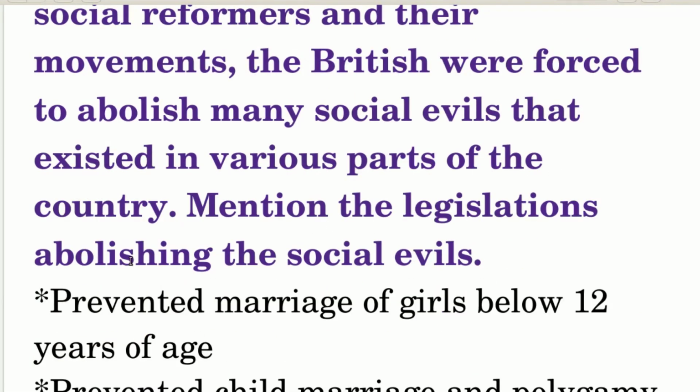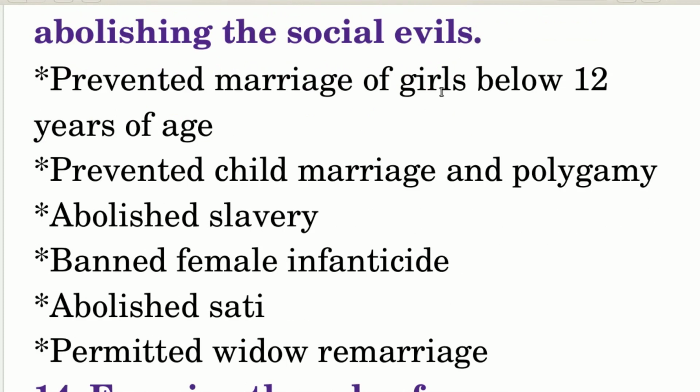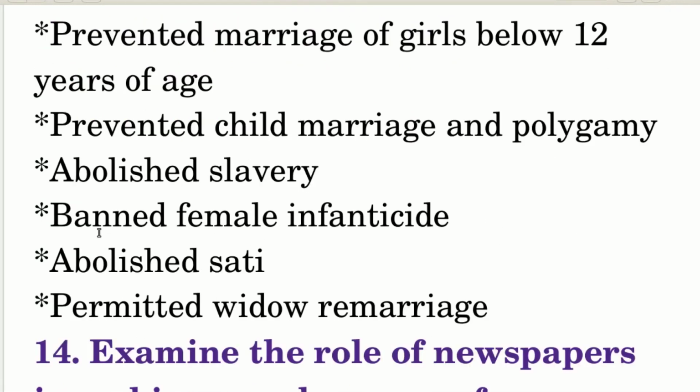Mention the legislations abolishing the social evils. Prevented marriage of girls below 12 years of age. Prevented child marriage and polygamy. Abolished slavery. Banned female infanticide. Abolished sati.